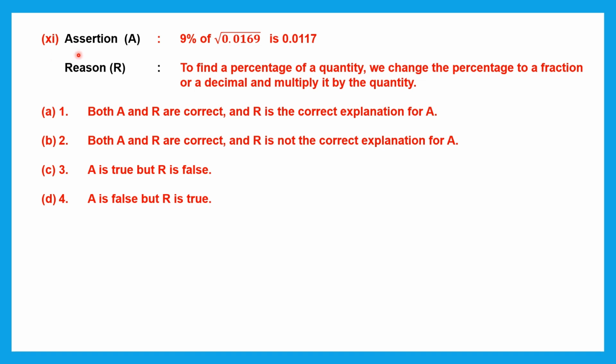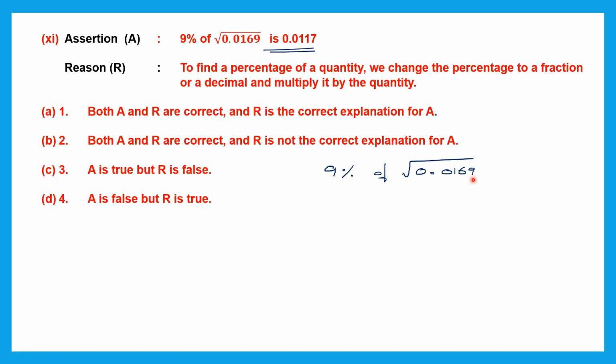Question 11. Assertion A states this: 9% of the square root of 0.0169 is 0.0117. Now let's work that out and see whether that is true. So let's write that down. 9% of the square root of 0.0169. So how much is that? Here in the question it says it's 0.0117. Let's work this out and see.